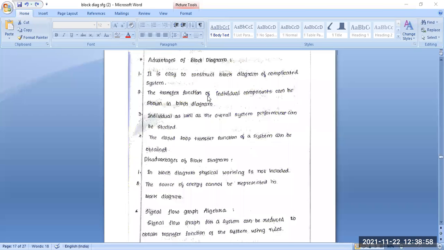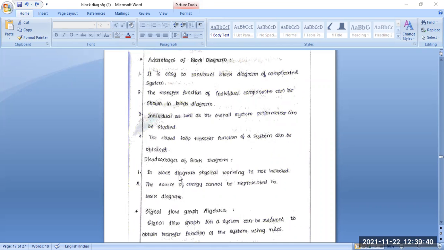Number 2, the transfer functions of individual components can be shown in the block diagram. So all of you have seen every block clearly, that is G1, G2, G3, G4 and so on. Then H1, H2, the different blocks, the individual components, we have seen in the block diagram also. Number 3, individual as well as overall system performance can be studied also, according to the block diagram reduction tools. Number 4, the closed loop transfer function of a system can be obtained also. So you can easily calculate the closed loop transfer function using this block diagram reduction technique.